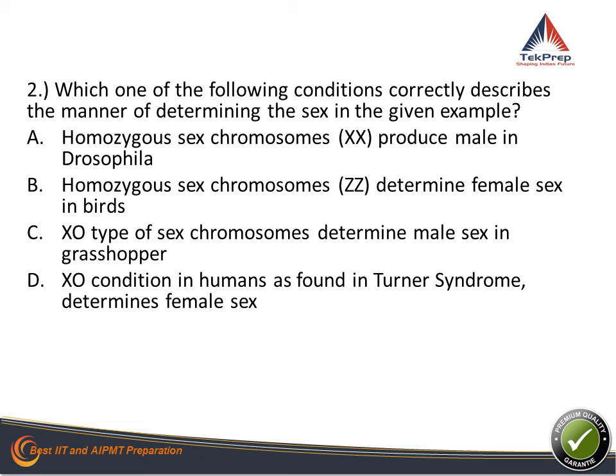Maternal gametes always contain an X chromosome, so the sex of the insect's offspring depends on whether a sex chromosome happens to be present in the male gamete. If the sperm has the X chromosome, then it's female, which means it has two X's, and if it does not have any chromosome at all, then it ends up in a male. So XO, an X chromosome and a missing chromosome, type of sex chromosomes determines male sex in grasshoppers, which is the right option. So XO type of sex chromosomes determines male sex in grasshoppers. So the right answer is option C.